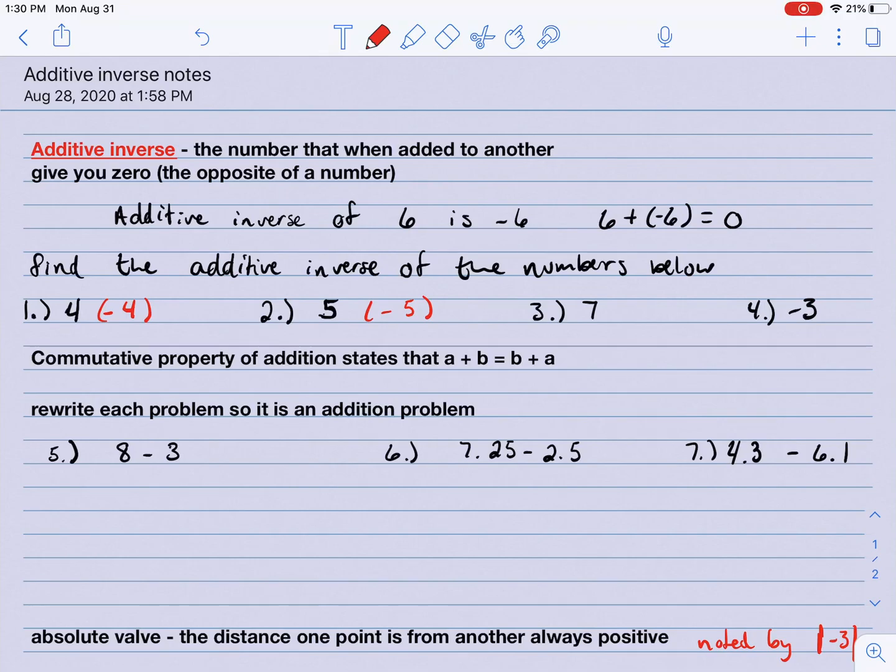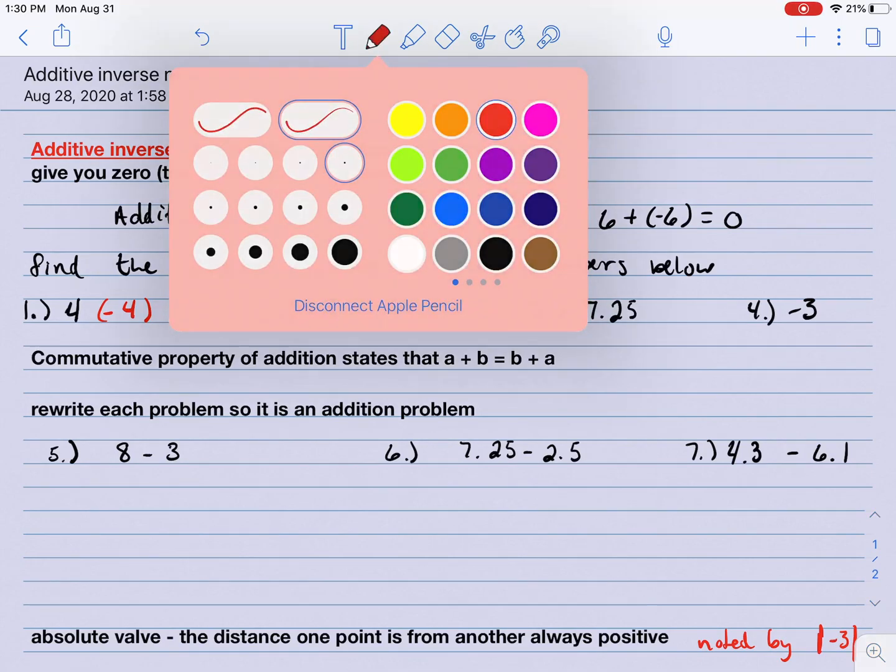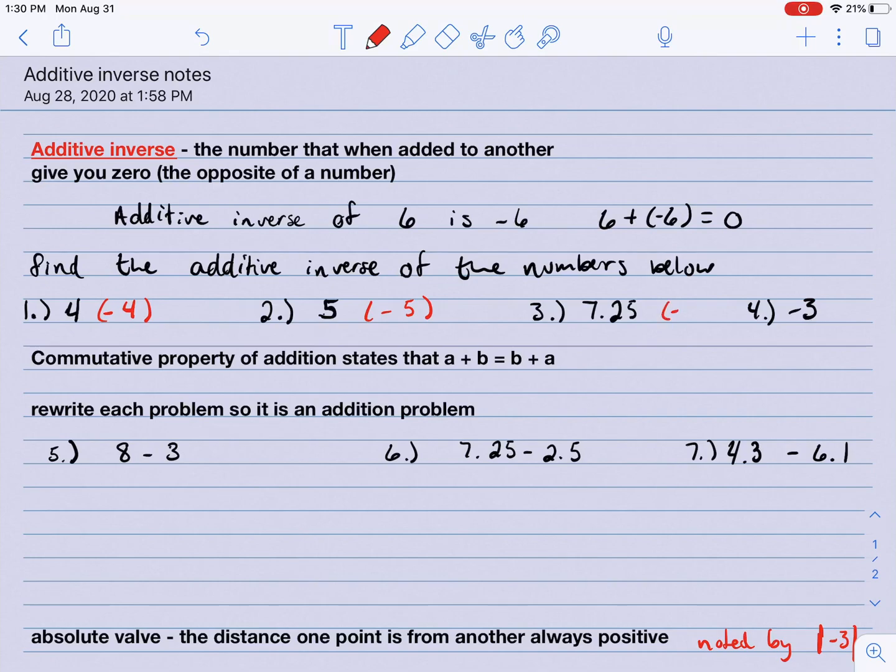The opposite of, let's just say this is 7.25. So that is going to be negative 7.25. It's the same for whole numbers as well as decimals, and fractions as well. And then the opposite of a negative 3 is going to be 3.